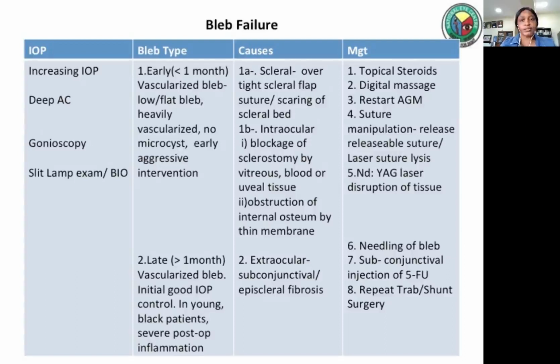once you intervene on time and you do the right thing, you can save your bleb. Here, what we do is intensify your steroids and then digital massage. Now, the digital massage helps to dislodge whatever was blocking the ostium. So whether it was vitreous, blood, or whatever, it helps to dislodge.